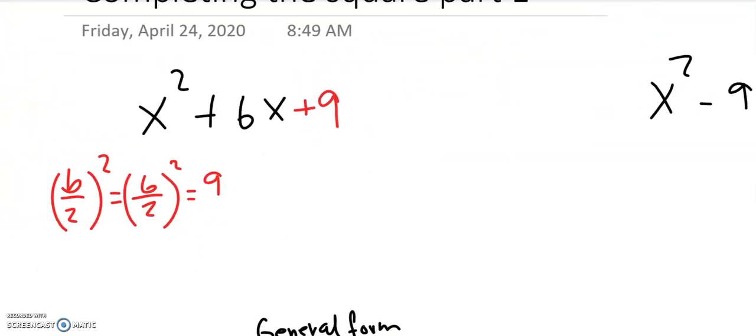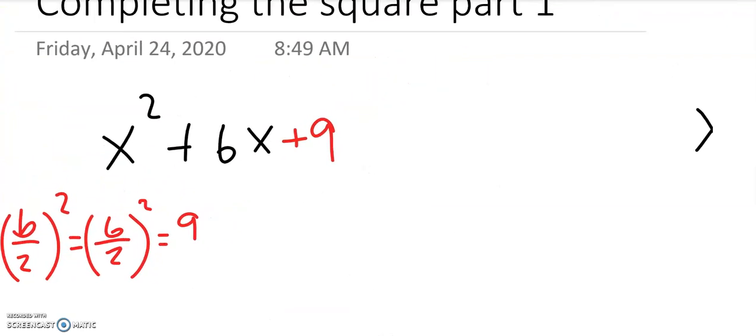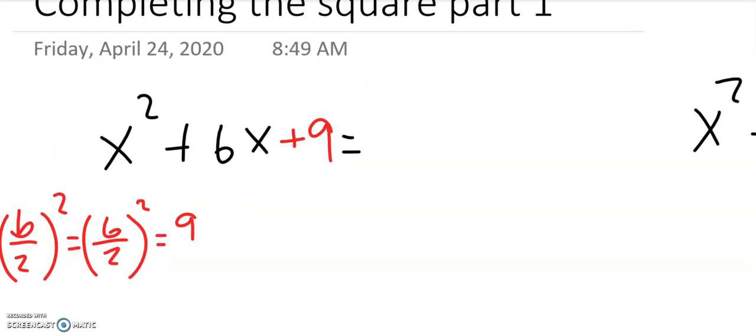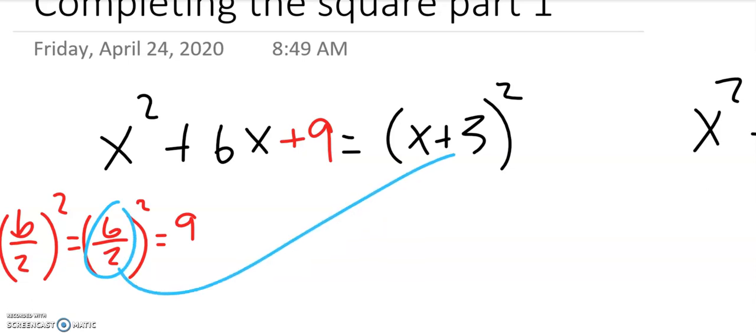So b over 2 in this case will just be 3, so I can actually factor this into (x plus 3) squared. How do I know that it's 3? Because if I divide 6 by 2, that gives me 3, and that comes from here. So 6 divided by 2 is 3. And that is how you will factor this trinomial after you have completed the square.